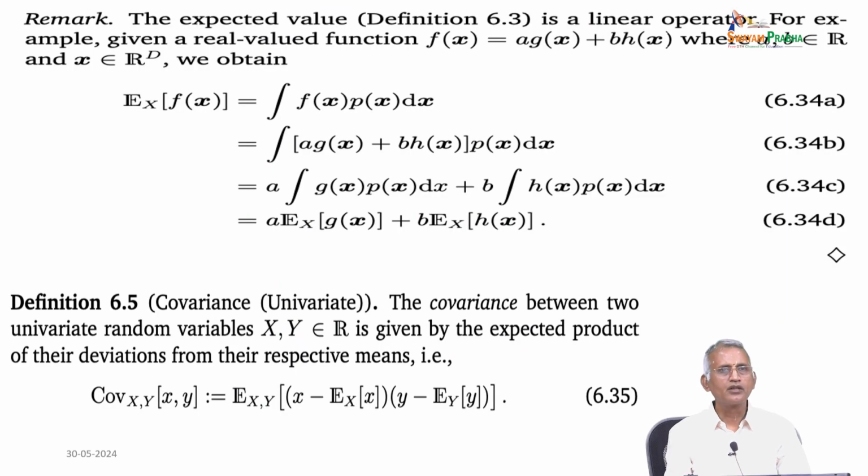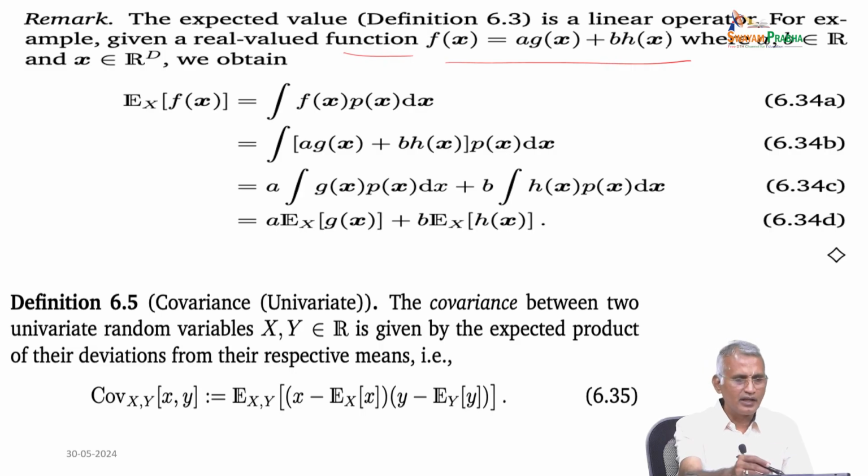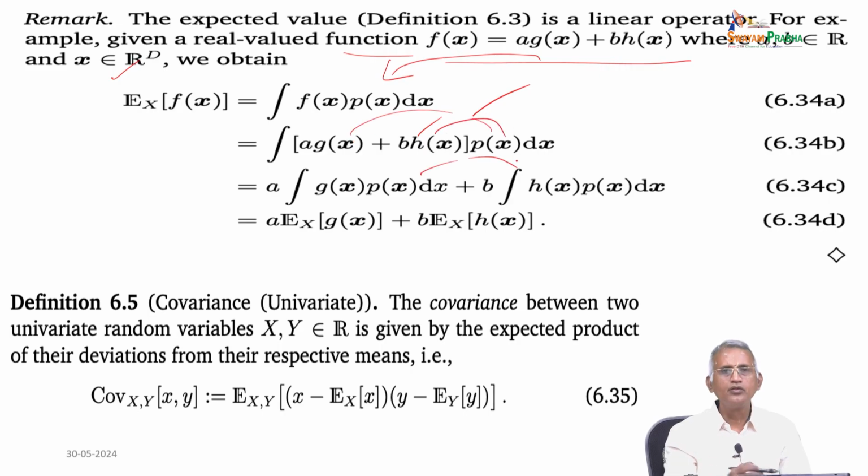Now, we have to make a note that the expected value is a linear operator. For example, given a real valued function f of x, which is equal to a into g of x plus b into h of x, where a, b in R and x in R^d. So, we obtain that expectation of f of x over x equals integral f of x into p of x dx. You take f of x equal to a into g of x plus b into h of x, substitute it. So, it becomes the integral of a into g of x plus b into h of x, into p of x dx. Since it is linear, the product splits into two integrals.